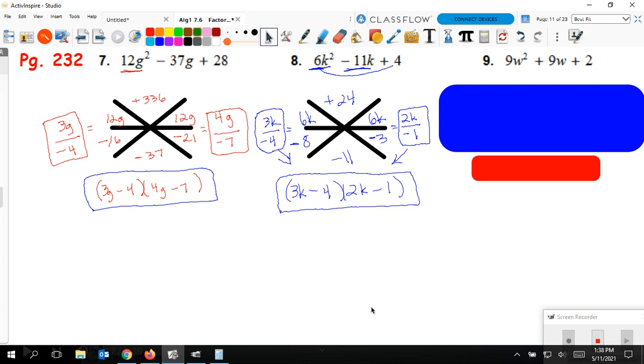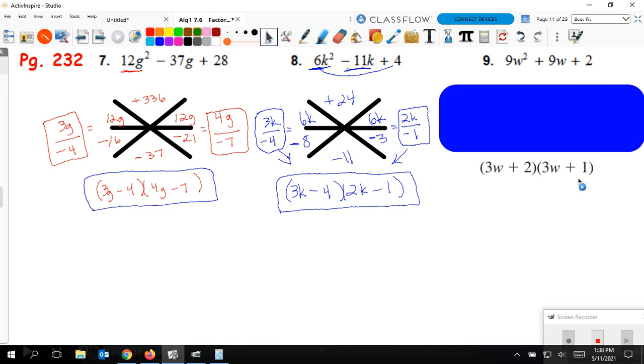All right, so hopefully you have an answer here for number 9. Let's go ahead and check to see what your answer should be. I'll just show you the answer first. Your answer should be 2 binomials: 3w plus 2, and 3w plus 1. They don't have to be in that order. This one could be first, that one could be second, but you need to have those 2 binomials.